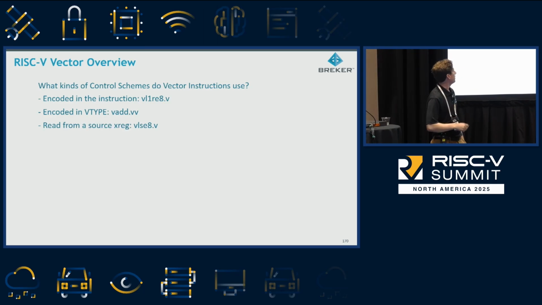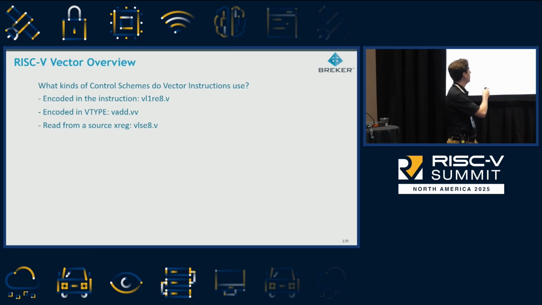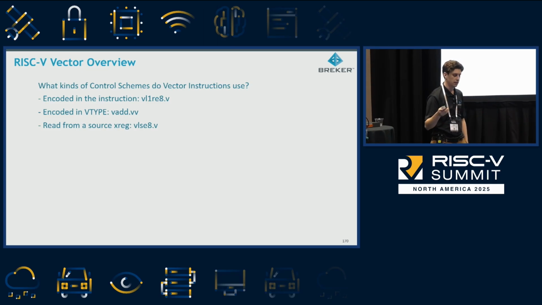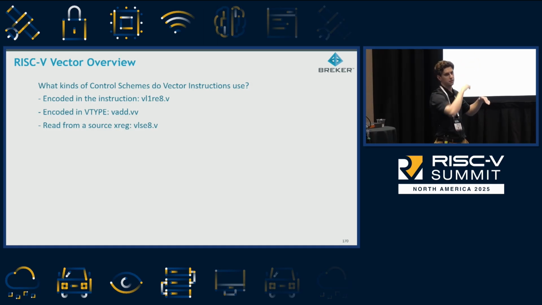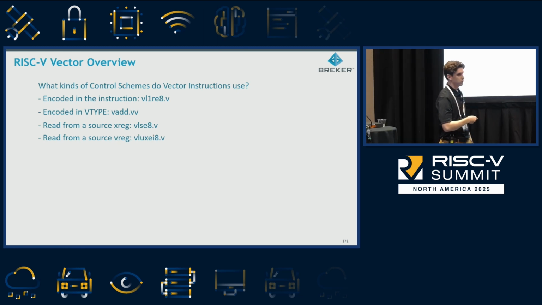They can be read from a source X register. This is a strided load. So this is going to take its data from memory. It has a base address, and then it's going to step up from that base address based on a stride, set in an X register.